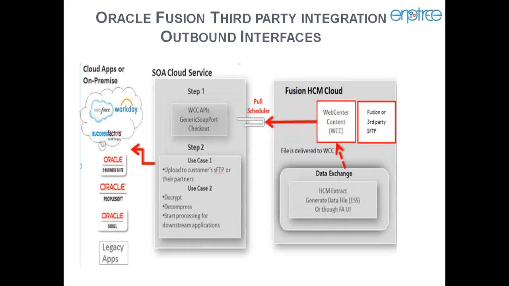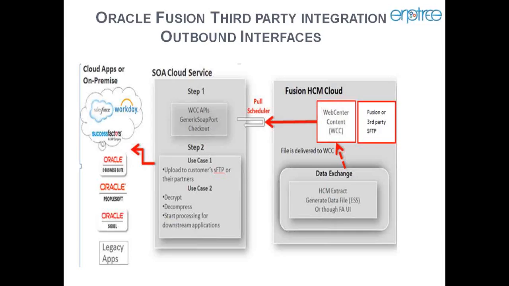So now we will move to the next step, where till now we had just seen the inbound interface. Now we will go through the outbound interface. Because there will always be a requirement where we send some of the data from the Fusion application to the third party vendor for different purposes. Sometimes we send it for payroll processes, sometimes for other purposes. We need to send the data from the Fusion application to the third party.